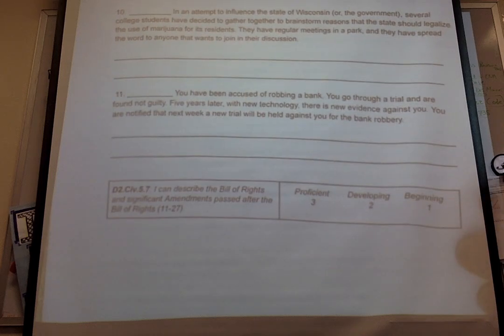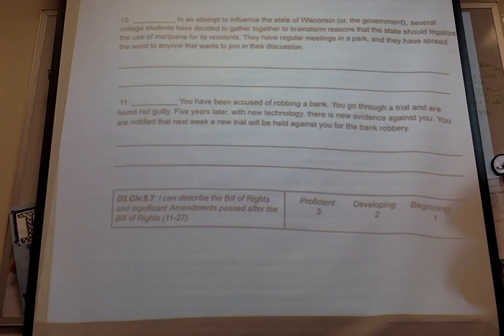Number 11. Make sure you state why on these as well. And number 11, you've been accused of robbing a bank. You go through a trial and you are found not guilty. But 5 years later, with new technology, there's new evidence against you. You are then notified that the next week a new trial will be held against you for that same bank robbery. So what amendment does this mean?